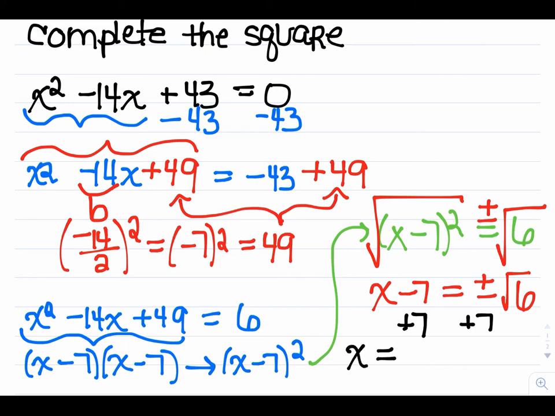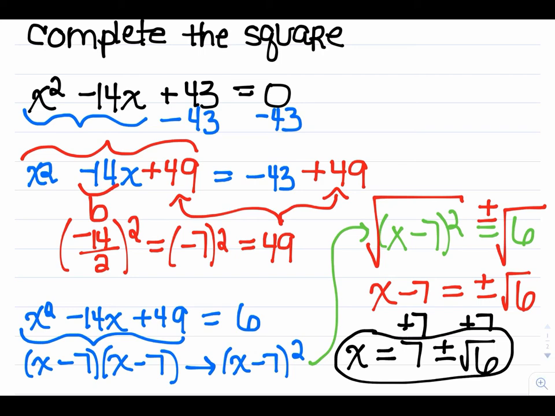Writing the 7 in front, we get 7 plus minus the square root of 6. The reason we write the 7 first is so that it doesn't get confused with being inside the square root.